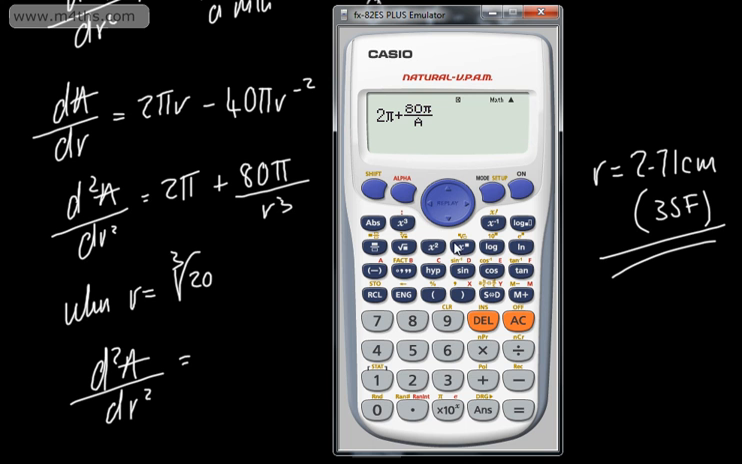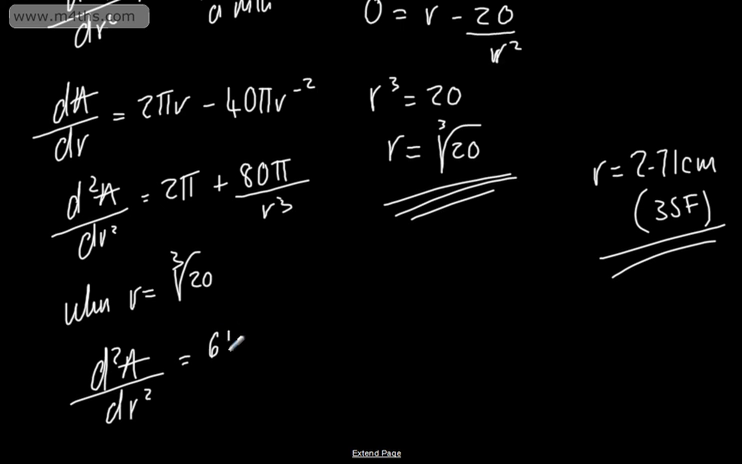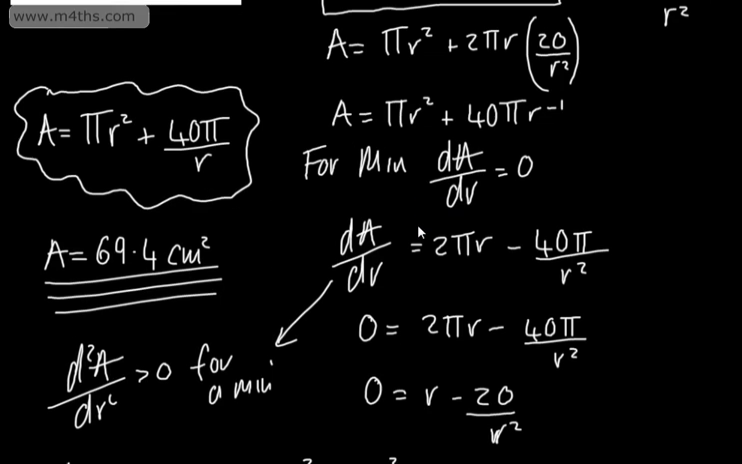So let's just put that in. I suppose you can actually do this mentally, couldn't you? And that gives 6π. So 6π, therefore it is a minimum. So that's what we've done. As I say, r cubed was 20, and that would drop out to give 2π plus 4π, which is 6π. So that's it.